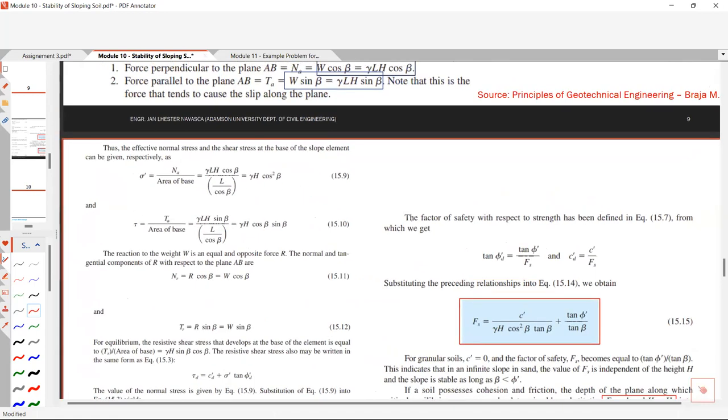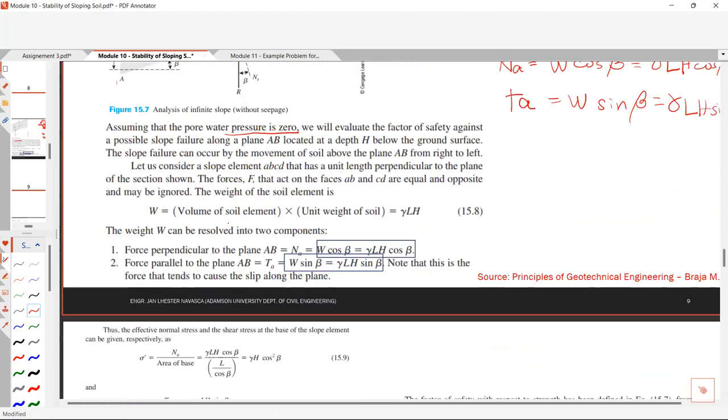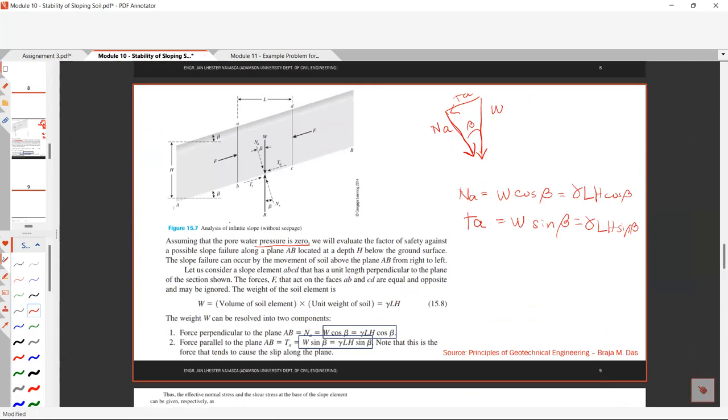Stress is the force divided by the contact area. Since we have normal force, we need to determine the normal area, or the area of the base. So N sub A will be the normal force. The contact area is this one. If this is L, this will be L cosine beta. So if we consider this, let this be BC.